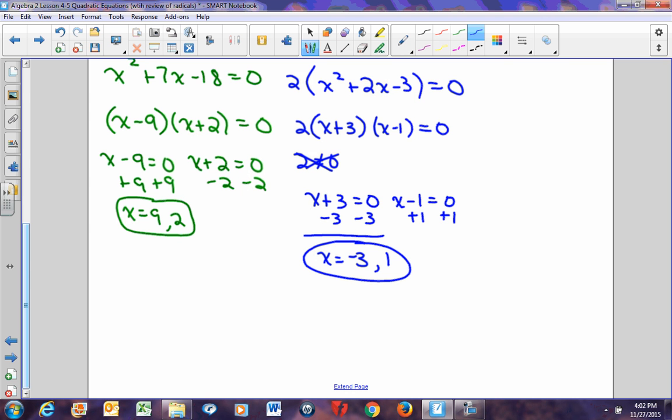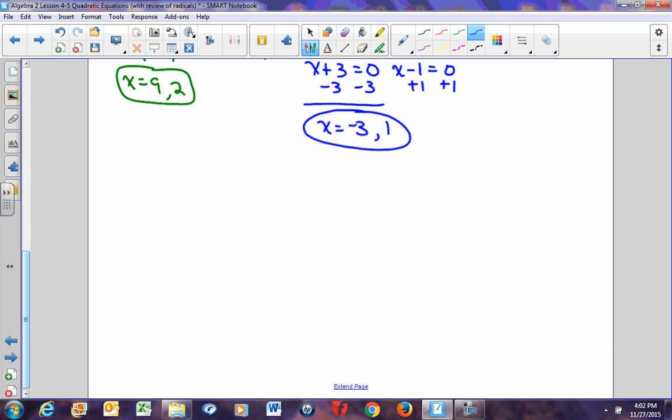Okay, problem number 3 here, which I'm just going to transfer down here so that I can see it a little bit better. Problem number 3 is 16x squared equals 8x. I'm going to move the 8x over by subtracting it from both sides. So I get 16x squared minus 8x equals 0. Greatest common factor? 8x.